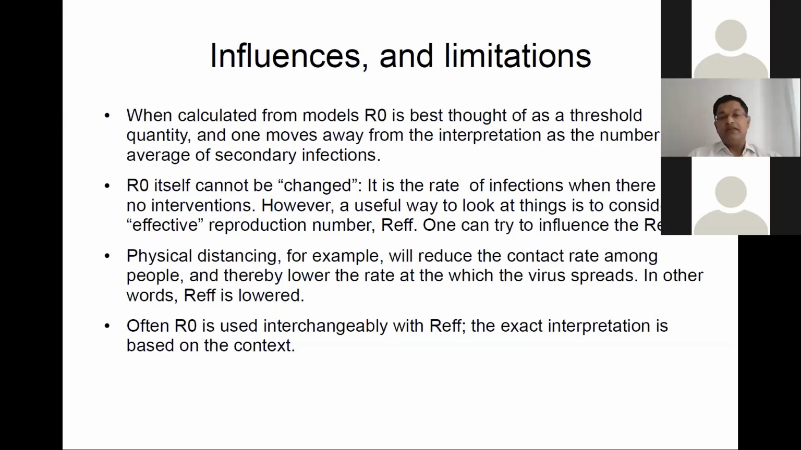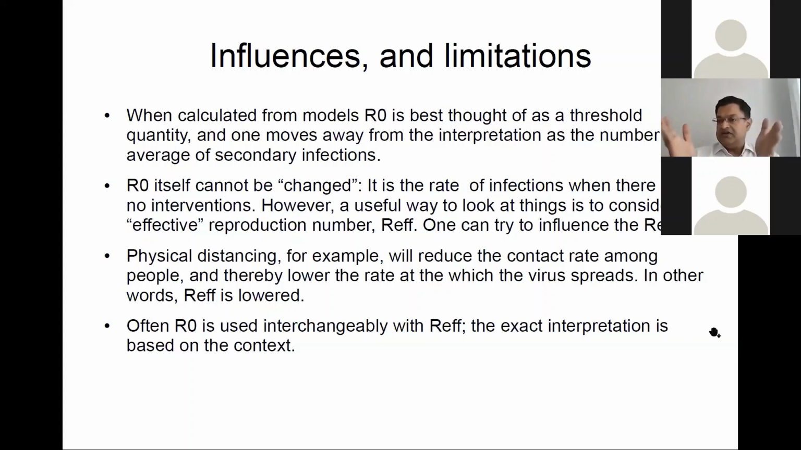Right? So before we do that, in the next slide, I want to put out a couple of features of R0 that one should keep in mind. R0 itself cannot be changed. It is the rate of infections when there are no interventions, right? So you'll see in a minute that R0 is a number, right?